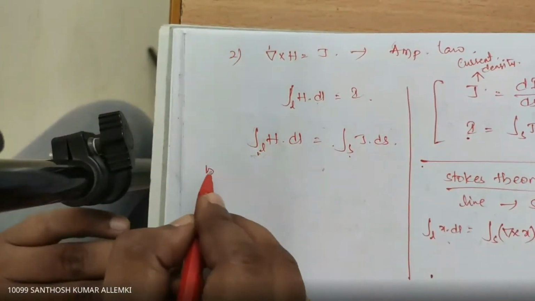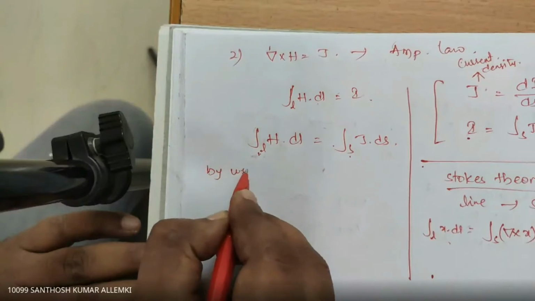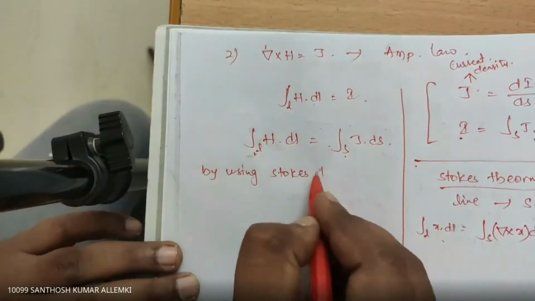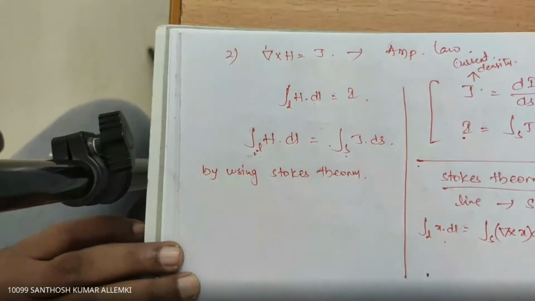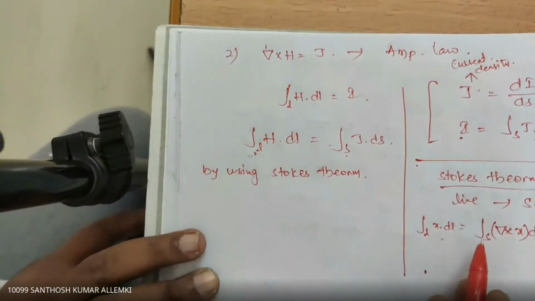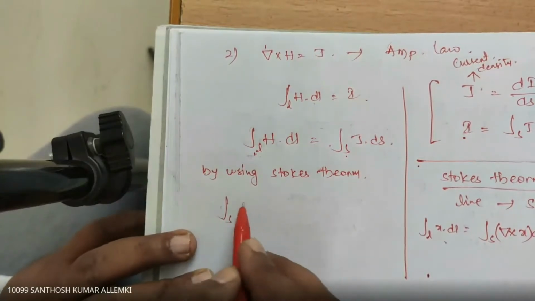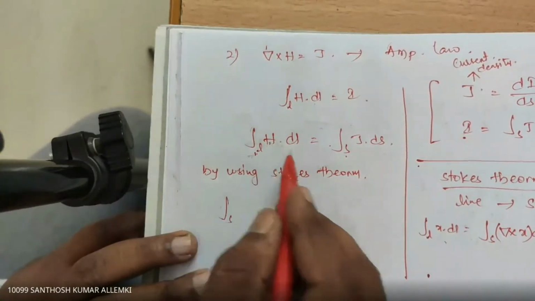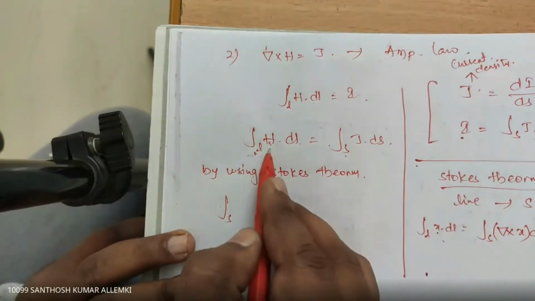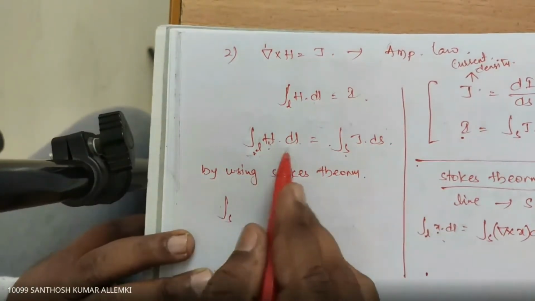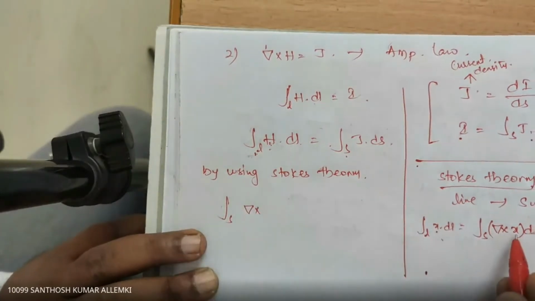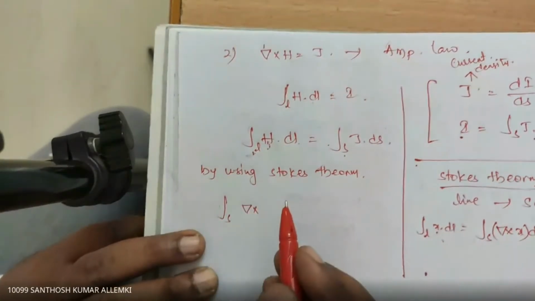Based on this statement we can convert this line integration by using Stokes theorem. The line integral can be converted into a surface integral with H dot dl. Here it is X dot dl, and instead of X you have H. So H dot dl is equal to the surface integral of del cross X, where X here is H.